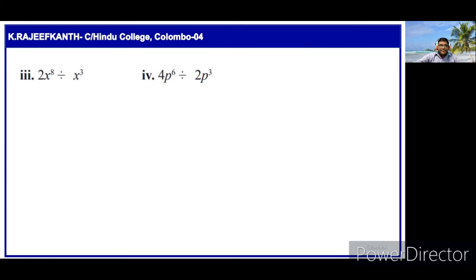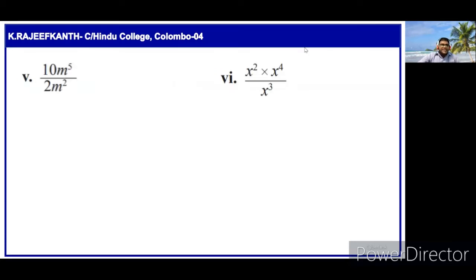Then next one. Here 10m to the power of 5 divided by 2m to the power of 2. So first we can divide this 10 by 2, then that is 5. Here m to the power of 5 divided by m to the power of 2. Here these two powers have the same base, then directly we can subtract the index. Then m to the power of 5 minus 2, that is 3. Then 5m to the power of 3.